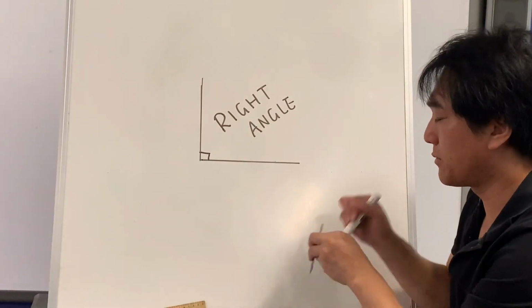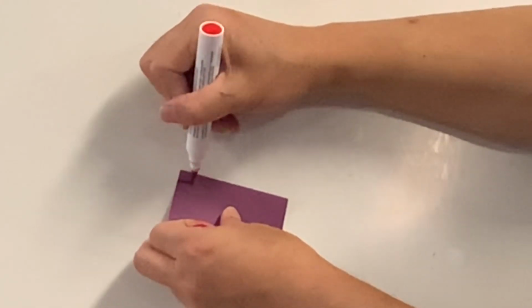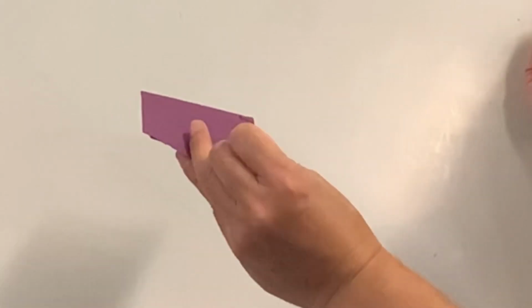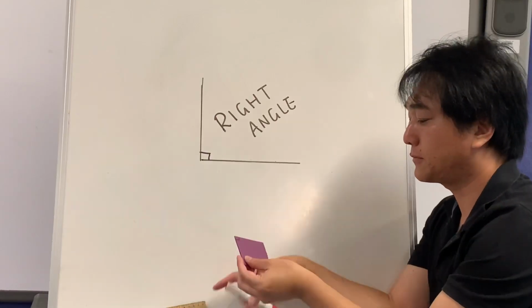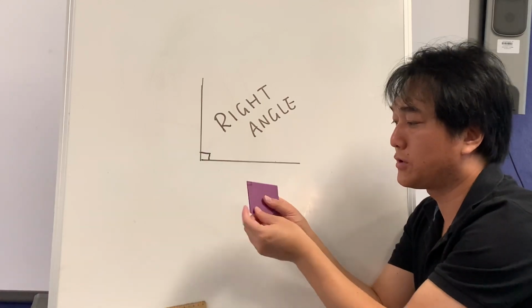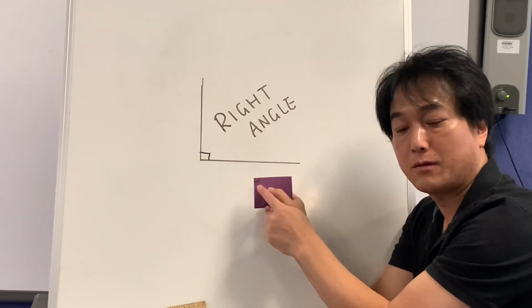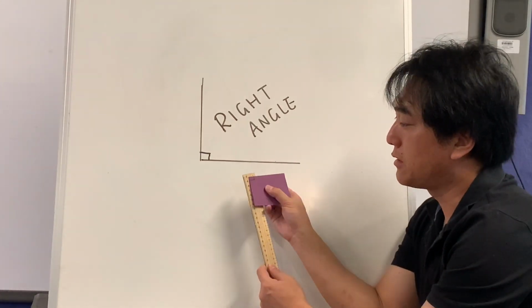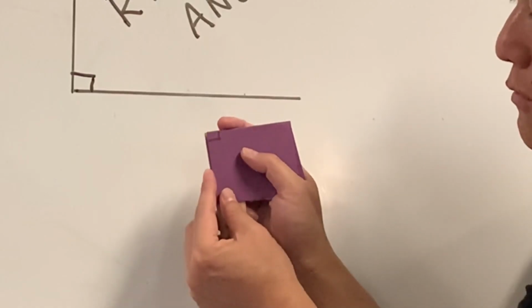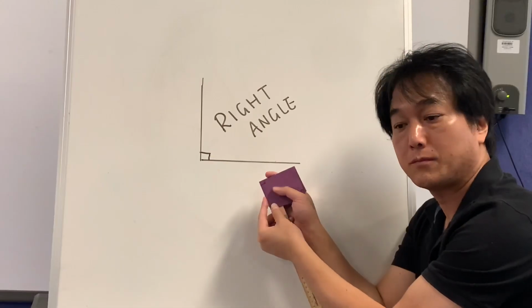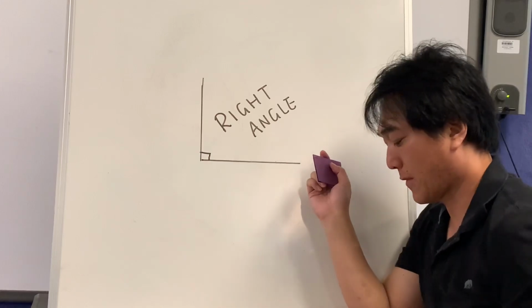So I'm going to mark it. This is my right angle. I can use both sides, right? Now what you can do is match this part on anything. Let's see, the corner of the ruler is what has a right angle. Now, how about my whiteboard?